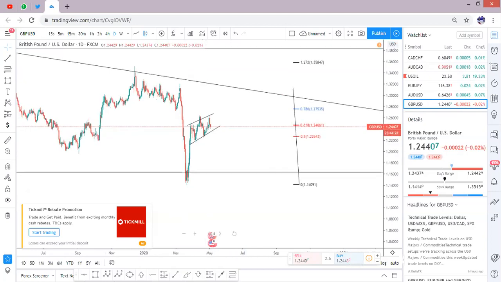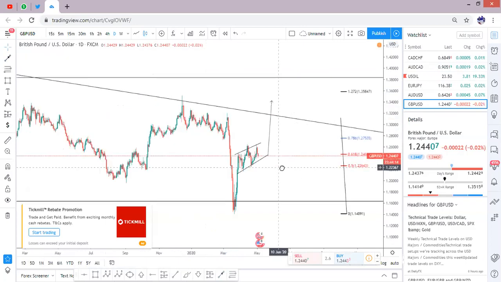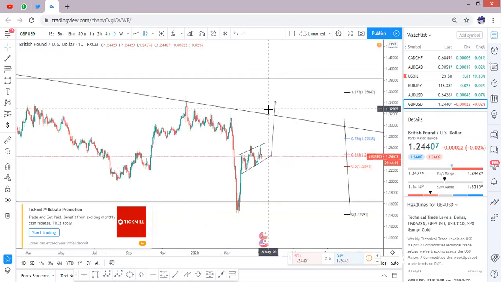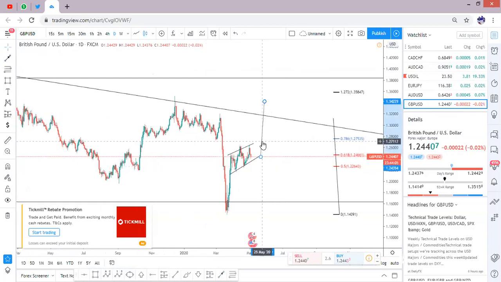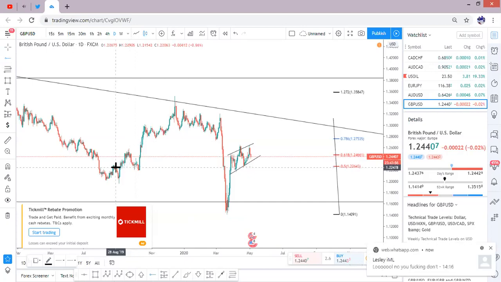After this third touch, we're going to have a breakout like this. And as you all know, I don't enter my trade on the daily, so I have to move to the lower time frame, which is the 4 hour, to enter the trade.